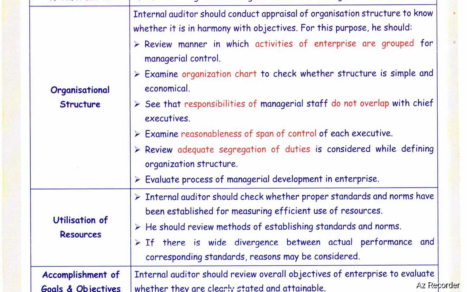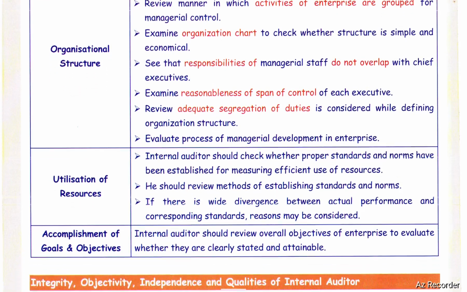Organizational structure. Internal auditor should conduct appraisal of organizational structure to know whether it is in harmony with objectives. For this purpose, he should review manner in which activities of enterprise are grouped for managerial control, examine organizational chart to check whether structure is simple and economical, see the responsibilities of managerial staff do not overlap with chief executives, examine reasonableness of span of control of each executive, review adequate segregation of duties is considered while defining organizational structure, evaluate process of managerial development in enterprise. Utilization of resources.